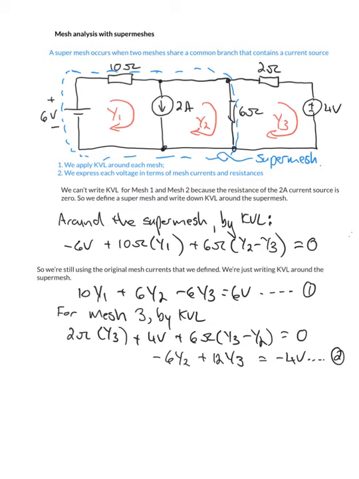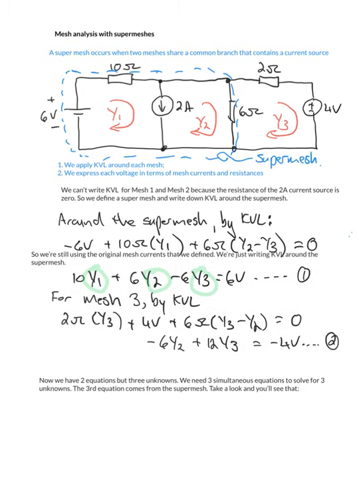And now you can see we have two equations, but we have three unknowns. We've got Y1, Y2, and Y3, and we need three simultaneous equations if we want to solve for three unknowns.